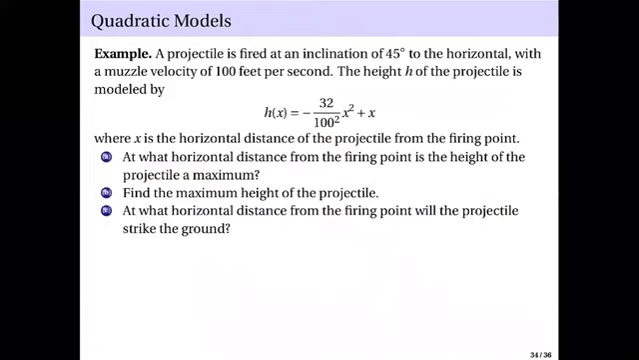For our last example for this section, a projectile is fired at an inclination of 45 degrees to the horizontal with a muzzle velocity of 100 feet per second. The height h of the projectile is modeled by this equation. So h of x equals negative 32 over 100 squared x squared plus x, where x is the horizontal distance of the projectile from the firing point.